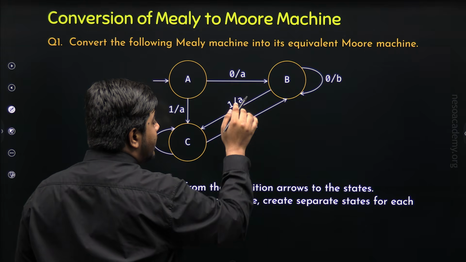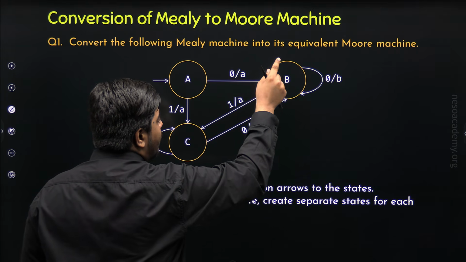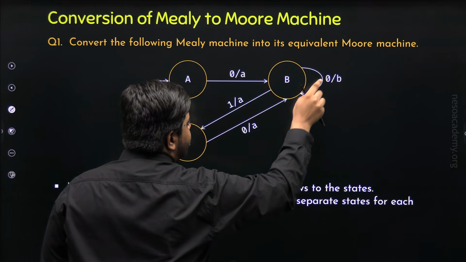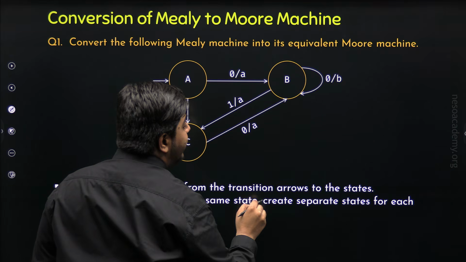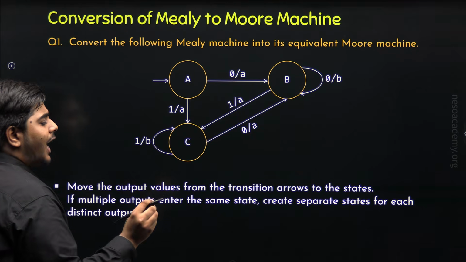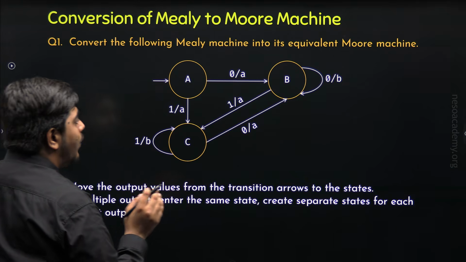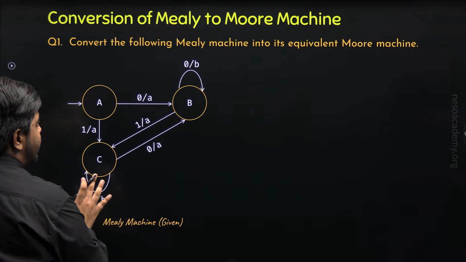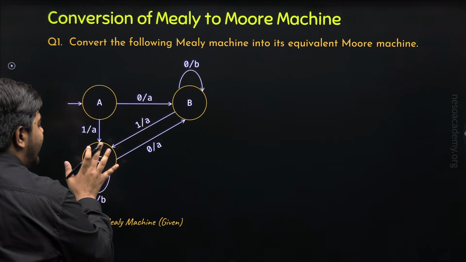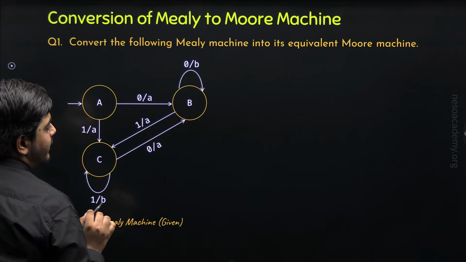So in this case, we need to create two separate states. First state B will be having output symbol A, and the second B will be having output symbol B. In this way, we will create two separate states for each distinct output symbol. You will understand this step more clearly when we apply this step. So now, this is the Mealy machine that is given to us, and now we will apply the same process to convert this Mealy machine transition diagram into its equivalent Moore machine transition diagram.